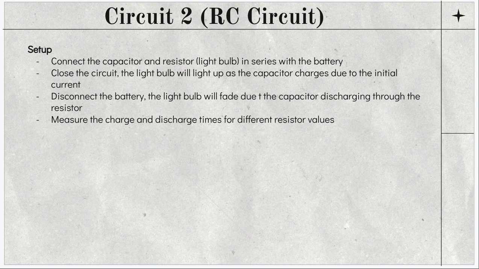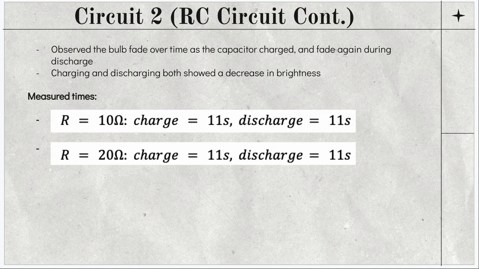Now, moving towards circuit 2, which is the RC circuit, to set up the circuit, we connected the capacitor and the resistor and light bulb in series with a battery. As we close the circuit, the light bulb will light up as the capacitor charges due to the initial current. When the battery is disconnected, the light bulb will fade due to the capacitor discharging through the resistor. And our goal is to measure the charge and discharge times for different resistor values.